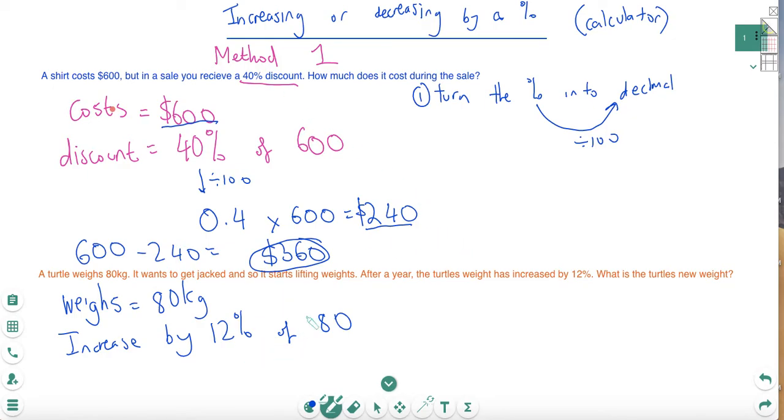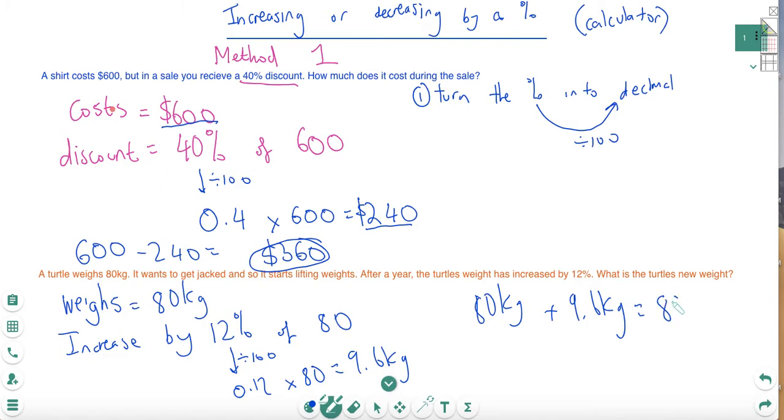So, to find the percentage of a number, we turn it into a decimal. 12% divided by 100, 0.12. And we just multiply by 80. So the turtle's weight increases by 9.6 kilograms. So now, its new weight's going to be 80 kilograms plus 9.6 kilograms. So it's 89.6 kilograms. All right, guys. That's the first method of increasing or decreasing by the percentage. We find a percentage of the amount, and then we add it or subtract it depending on the problem.